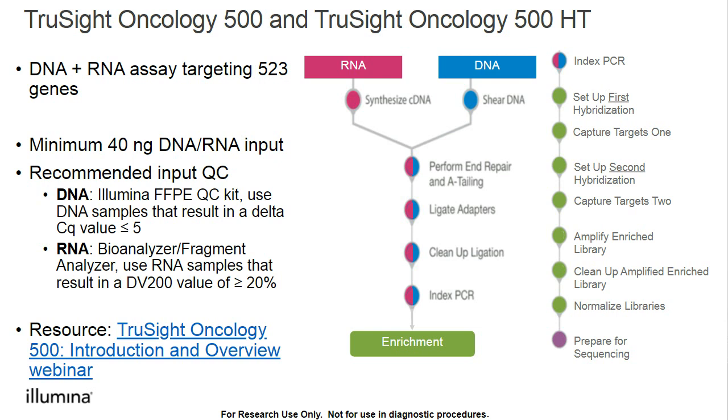And for our RNA samples, once we do that input RNA trace, we only want to use RNA samples that result in a DV200 of greater than or equal to 20%. So just keep these QC points in mind. These are really critical for success with TSO 500 here. And we have a great webinar that goes over the TruSight Oncology 500 library prep in depth. I recommend checking that out if you plan to use this library prep kit in the future.